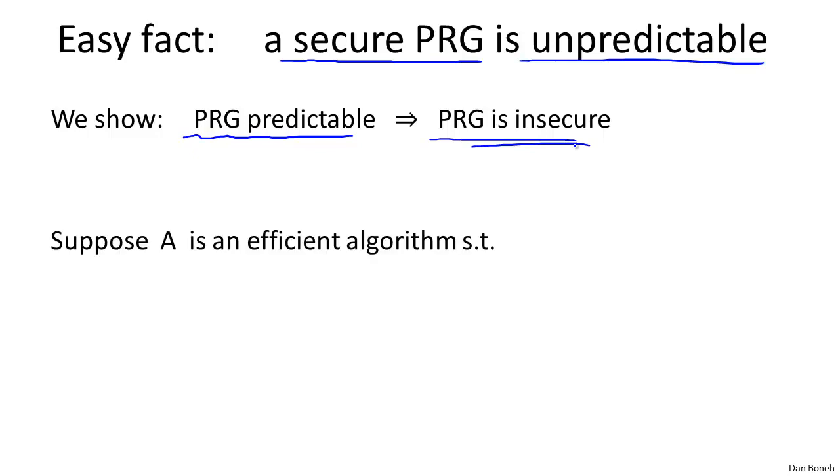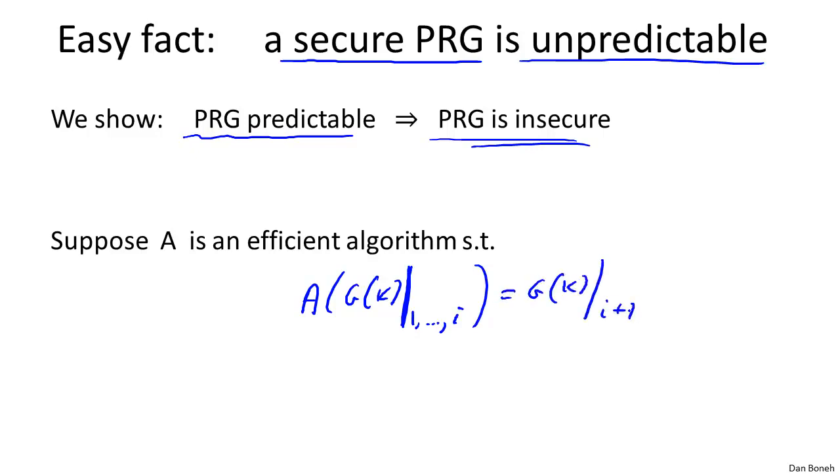So suppose you give me a predictor. In other words, suppose you give me an efficient algorithm such that if I give this algorithm the output of the generator, but only the first i bits of the output, it's able to predict the next bit of the output. In other words, given the first i bits, it's able to predict the i plus first bit, and it does that with a certain probability.